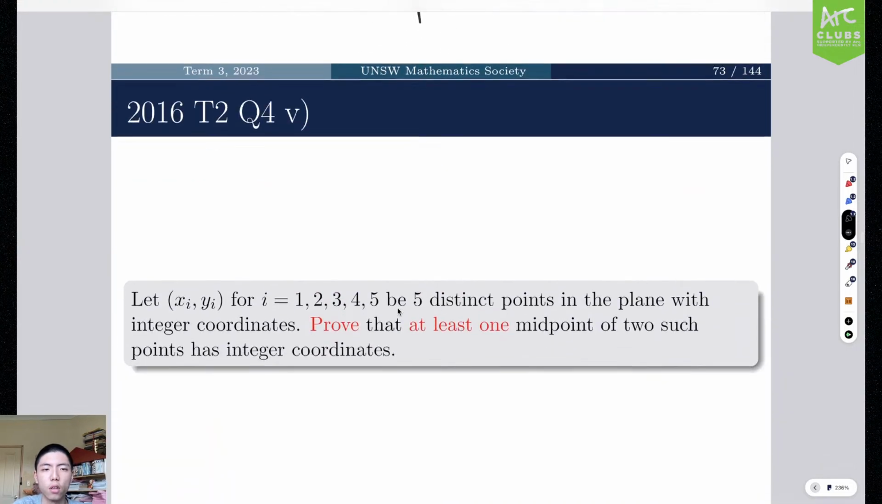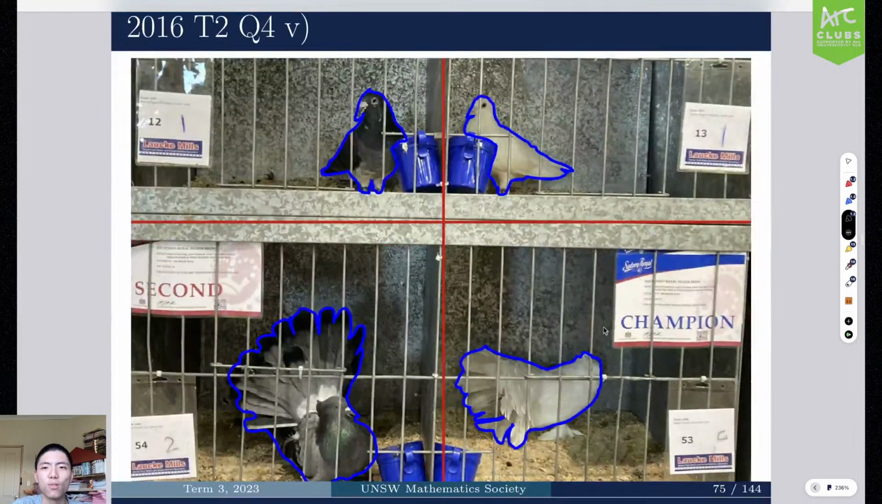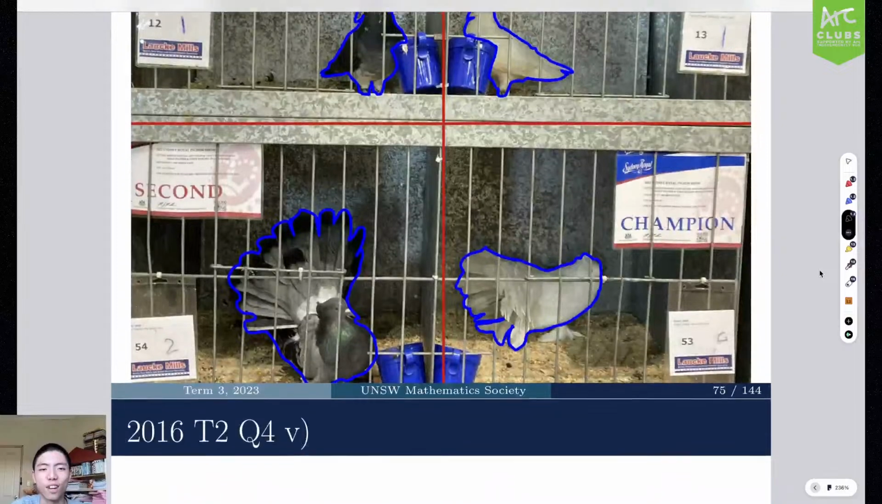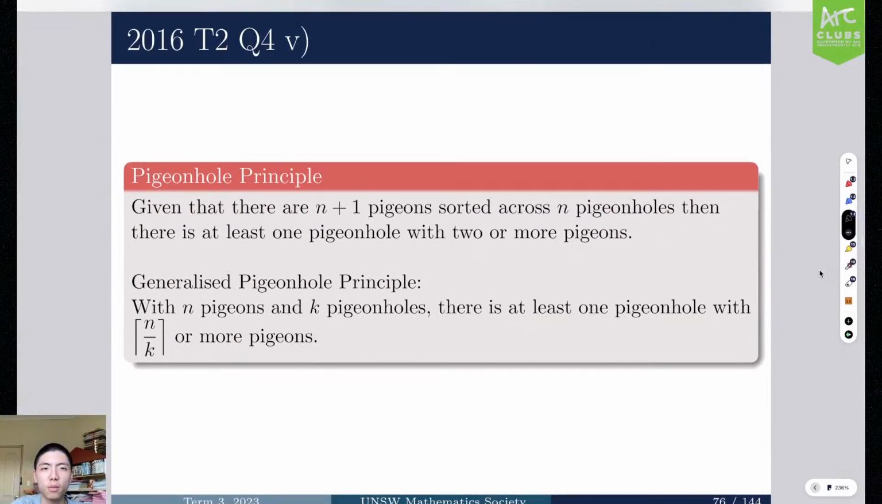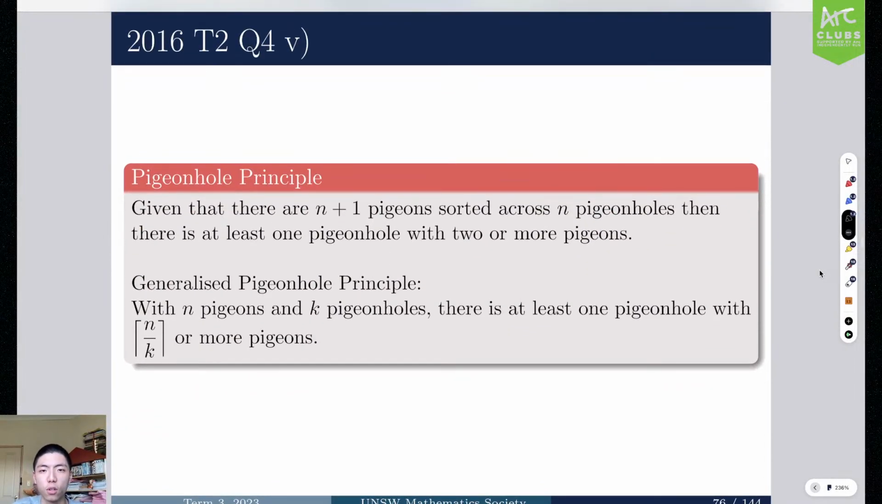Okay, so I wonder what theory we're going to be using here. So we have a bunch of pigeons in cages, right? So this is the pigeonhole principle. Essentially, we'll be using this to do the question. So the simple case of the pigeonhole principle is if we have n plus 1 pigeons sorted across n pigeonholes, then there is going to be at least one pigeonhole with 2 or more pigeons in it. So how this works is assuming that we don't cut the pigeons, because if we cut them in half, then they wouldn't be pigeons anymore, right?